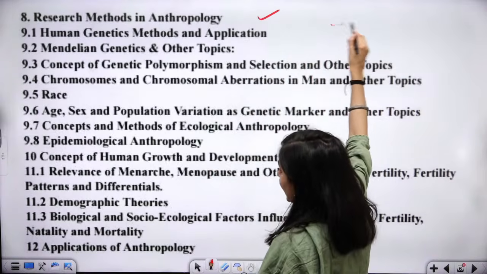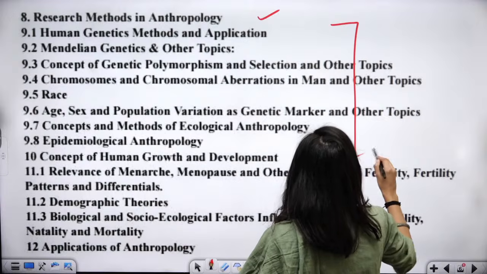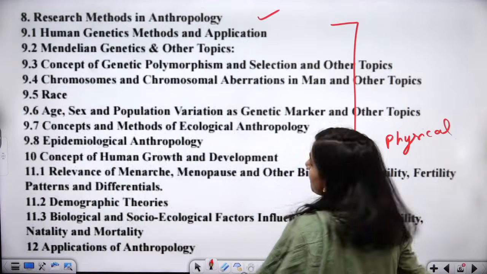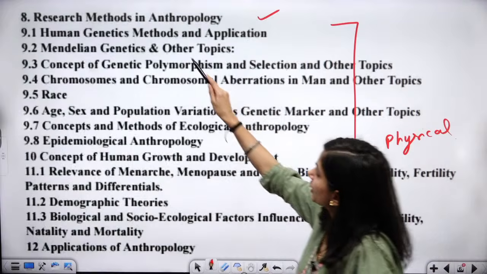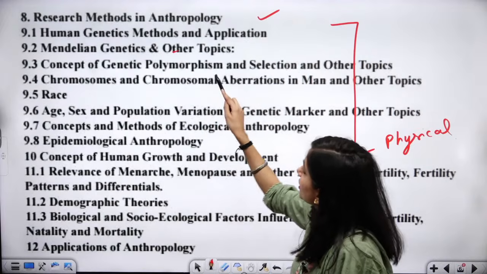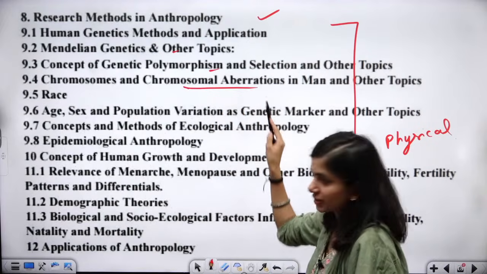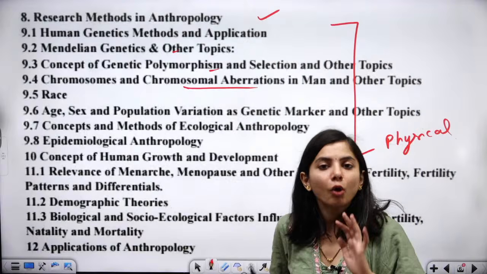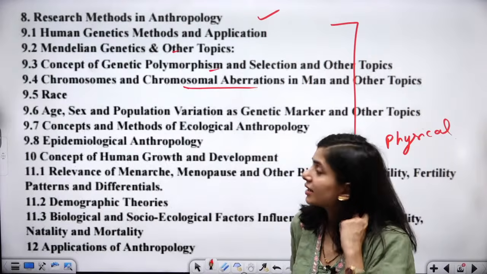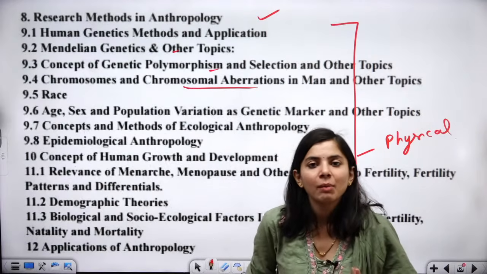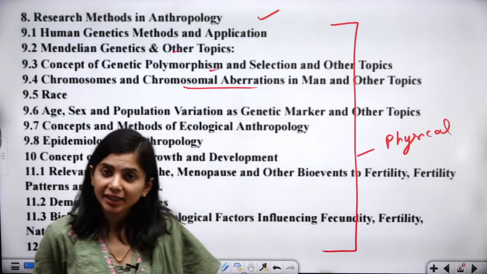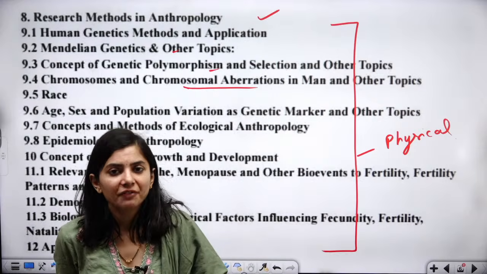Then from unit 9 till unit 12, all these are part of what? All these are part of the physical anthropology. Here you can see unit 9.1 human genetics, Mendelian genetics, the genetic polymorphism, chromosomes. So this part has overlapping with your GS paper science and tech, because in human genetics we are going to study about the DNA technology, recombinant DNA technology, the genetic engineering, genetically modified crops.